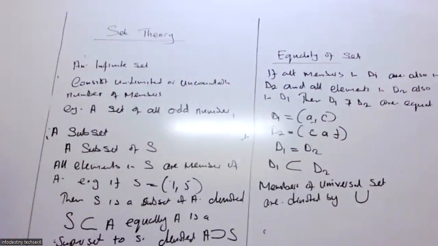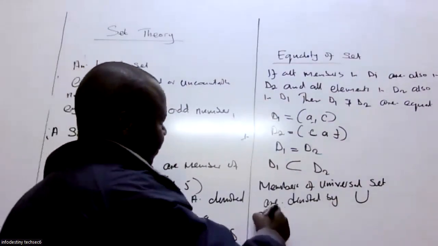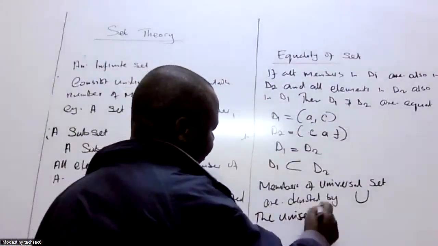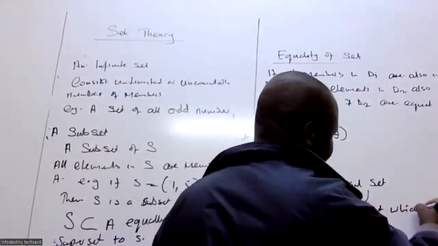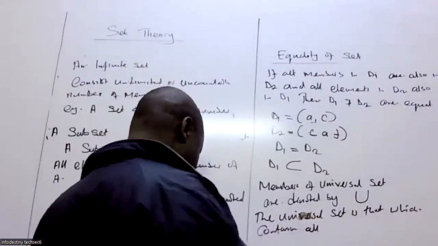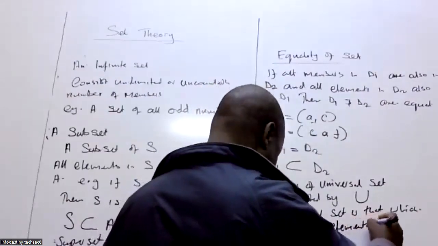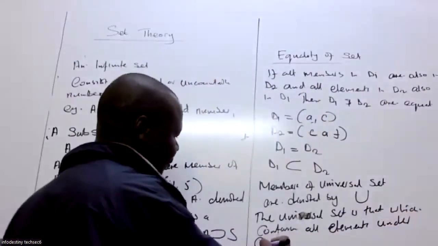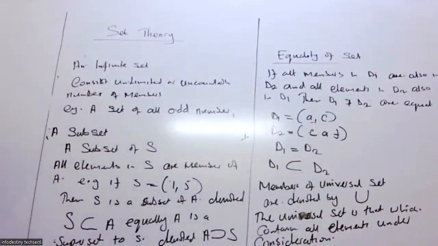Now, we continue by saying the universal set is that which contains all elements under consideration. So when you're talking about the universal set, we are looking at those particular sets which contain all elements under consideration, the one you are trying to consider.